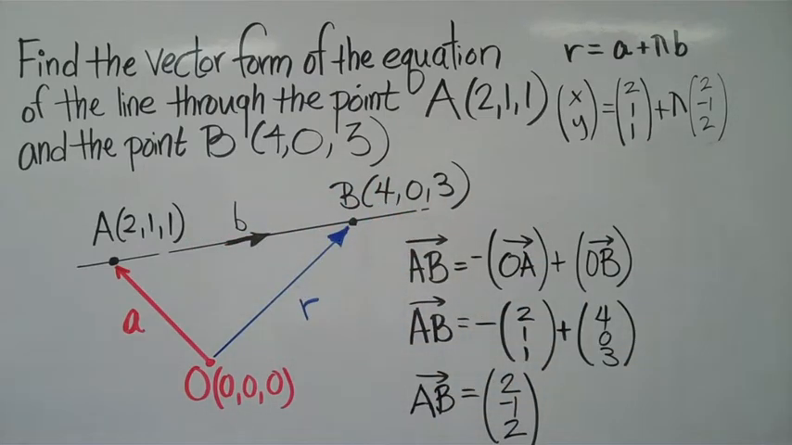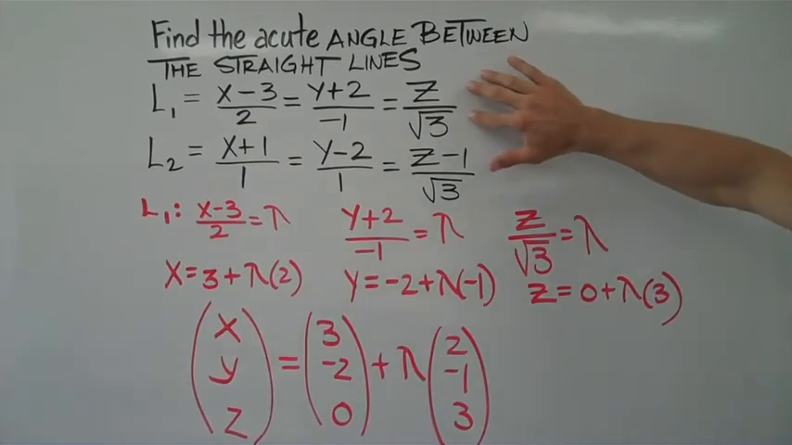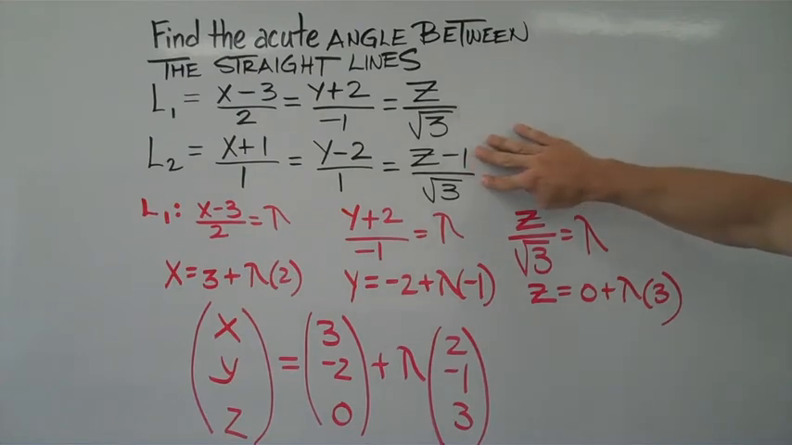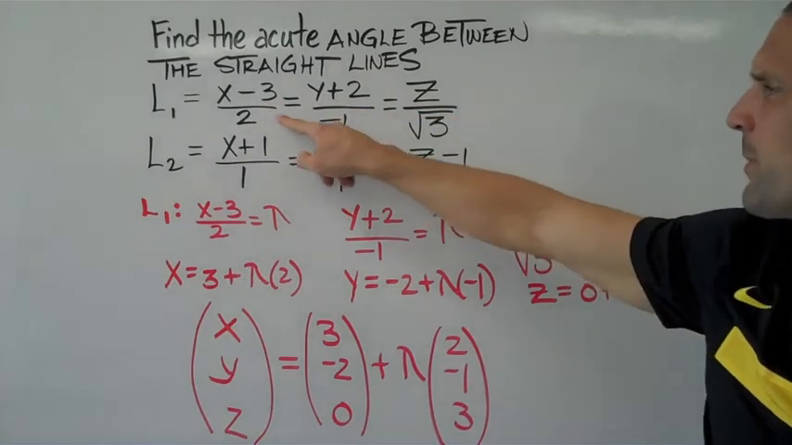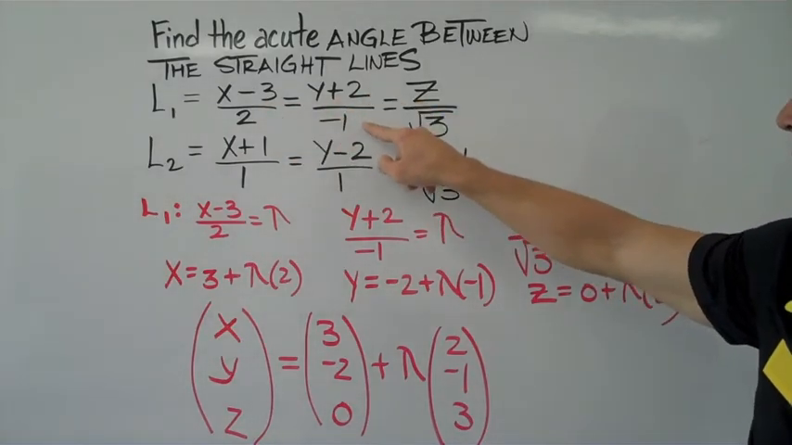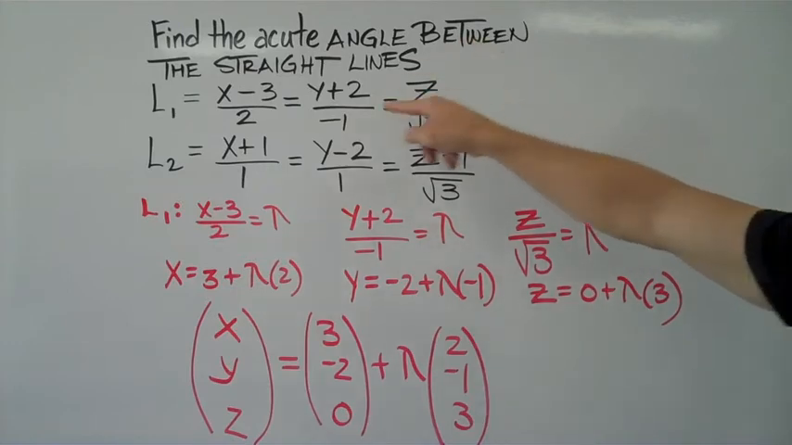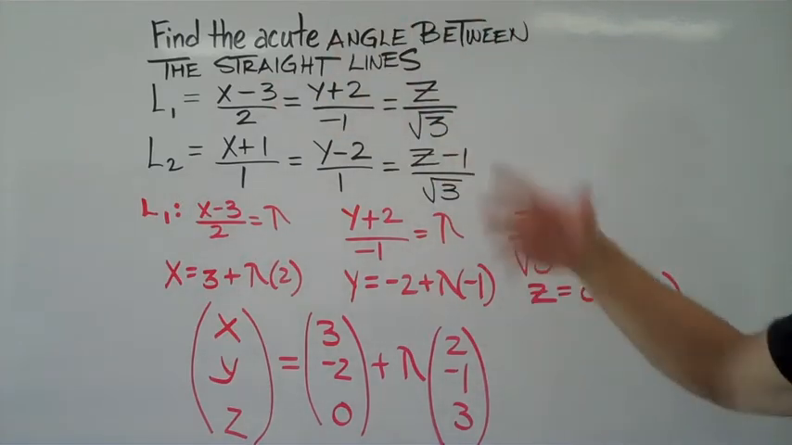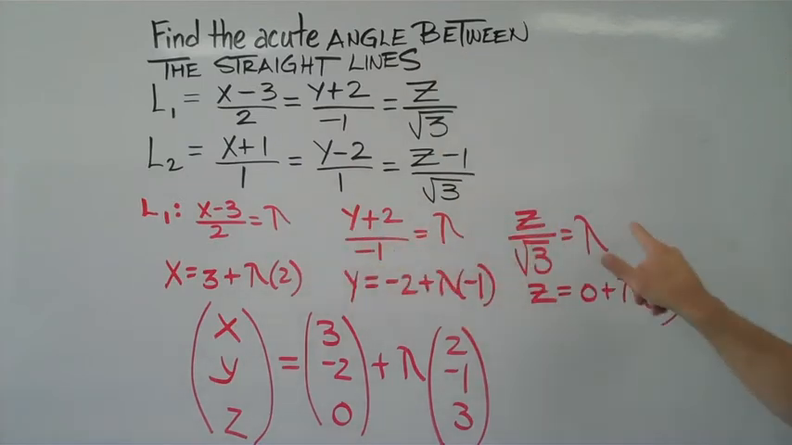What's the difference? Find the acute angle between the straight lines. Well, they give us line 1, and here it is in Cartesian form, and line 2 also in Cartesian form. So let's take a look at line 1. Well, if (x - 3)/2 equals (y + 2)/(-1) equals z/√3, we can set all three of these equal to something else. If they all equal each other, they must all equal something else. Let's call that something else lambda.